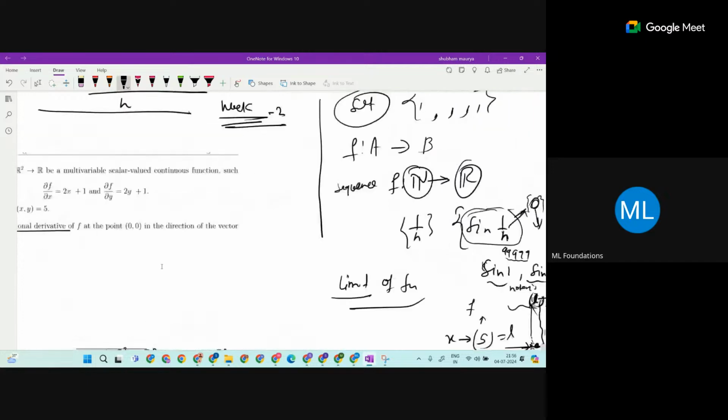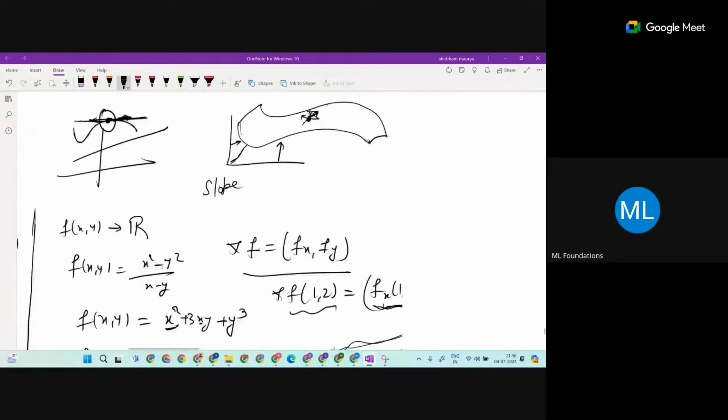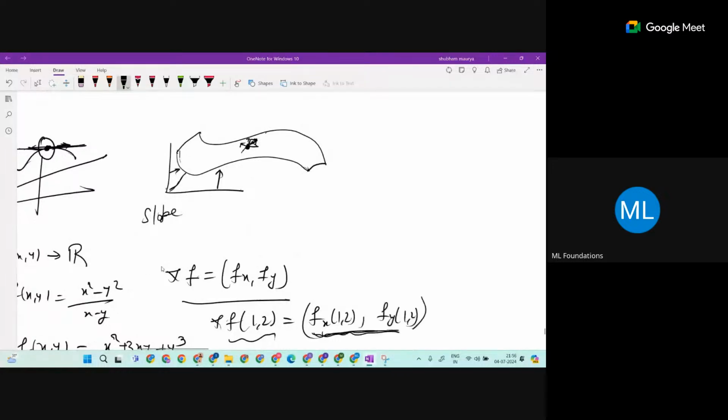So let's discuss the directional derivative. What the directional derivative is: see, this is the function we have. We need it at a particular point. So in the directional derivative, we need two things: the point you are at, and in which direction you are asking the directional derivative, meaning the slope.